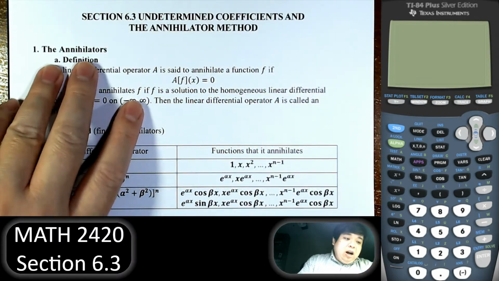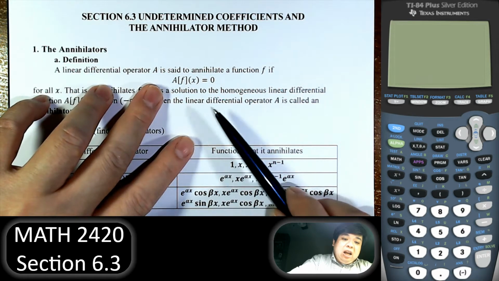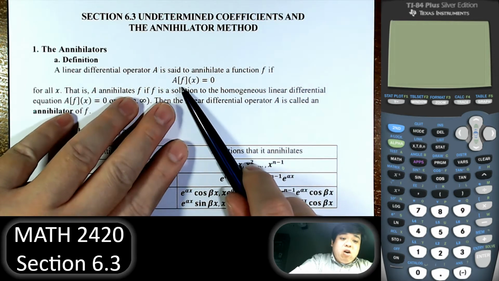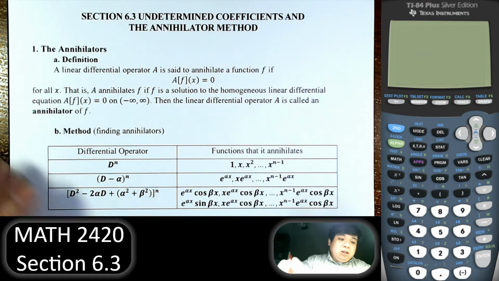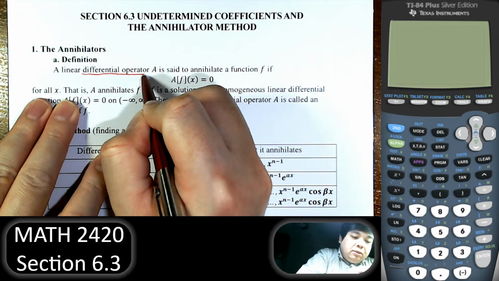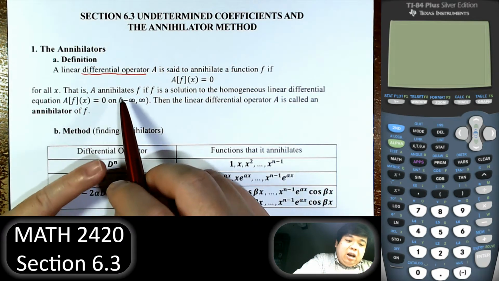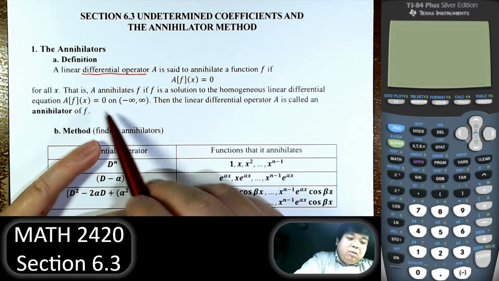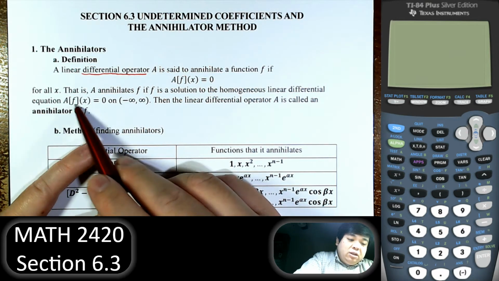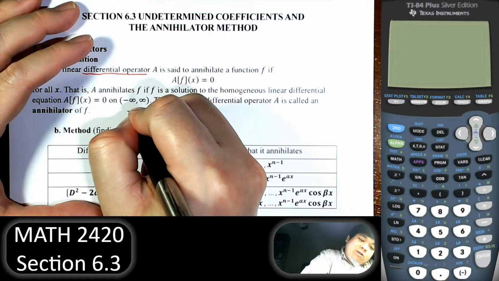First we define the annihilator. A linear operator A is said to annihilate a function if when we apply it to the function, the result is equal to 0. So pretty much an annihilator turns a function into 0, and that is a differential operator. So A annihilates F if F is a solution of the homogeneous linear differential equation. Right. So we should give a very fundamental example.